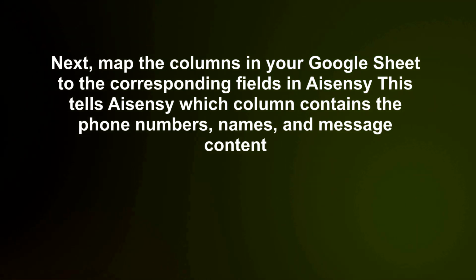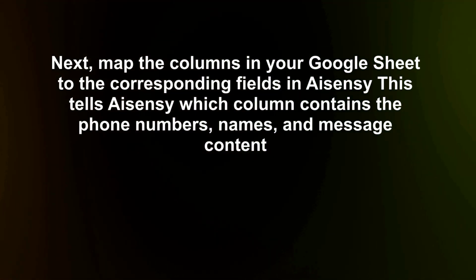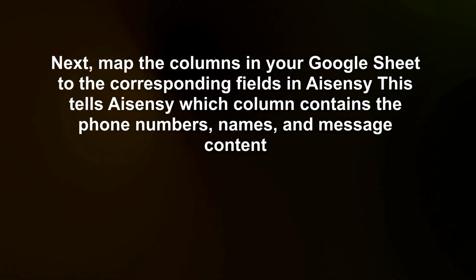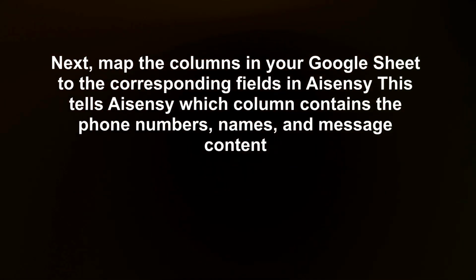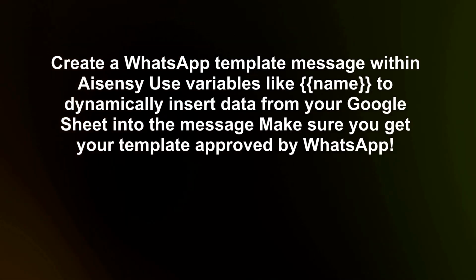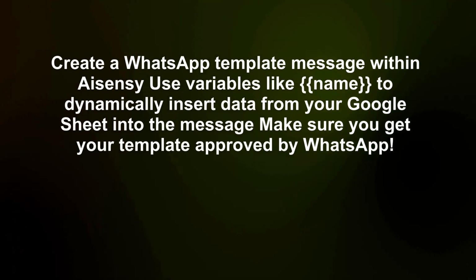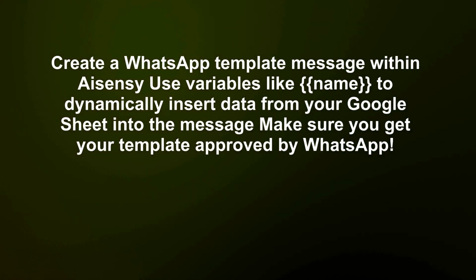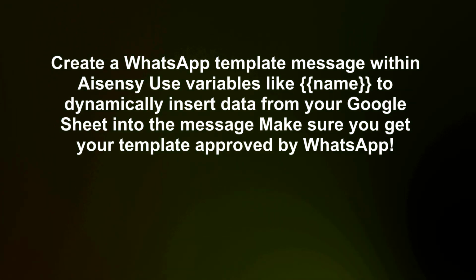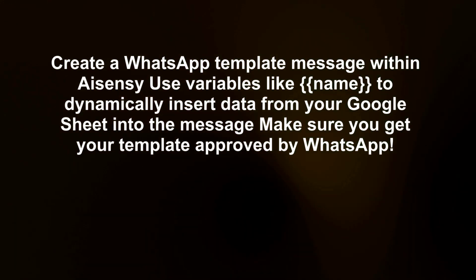Next, map the columns in your Google Sheet to the corresponding fields in Aisensy. This tells Aisensy which column contains the phone numbers, names, and message content. Create a WhatsApp template message within Aisensy. Use variables like name to dynamically insert data from your Google Sheet into the message. Make sure you get your template approved by WhatsApp.